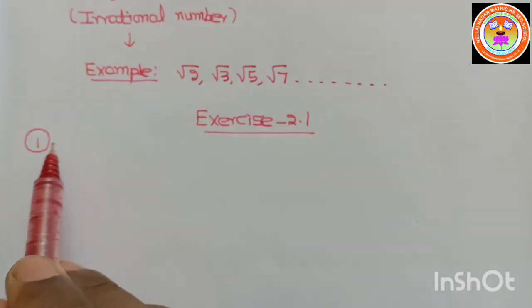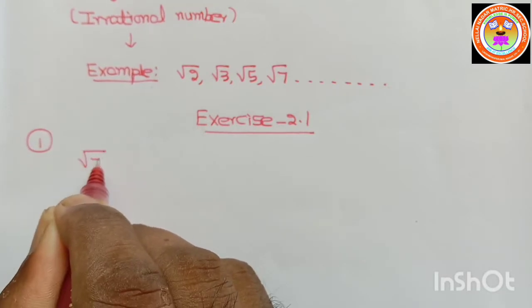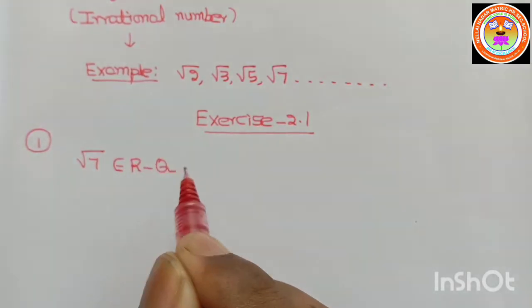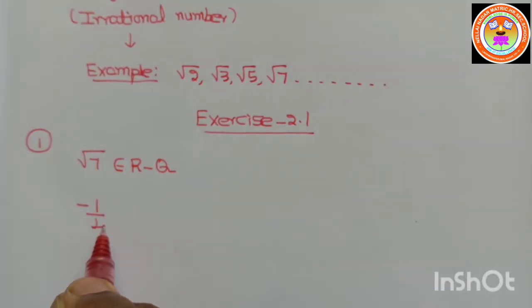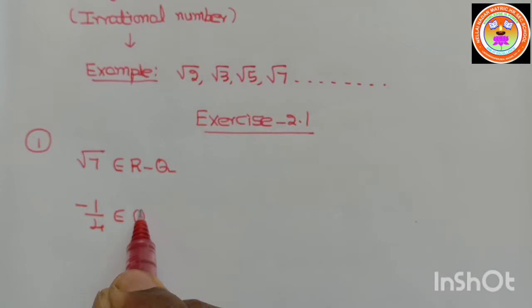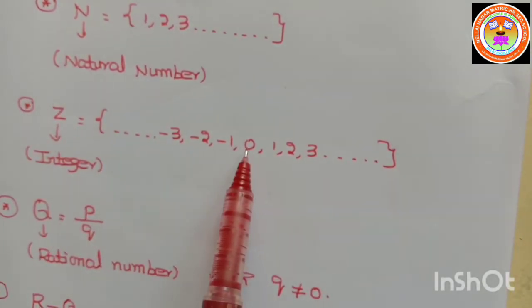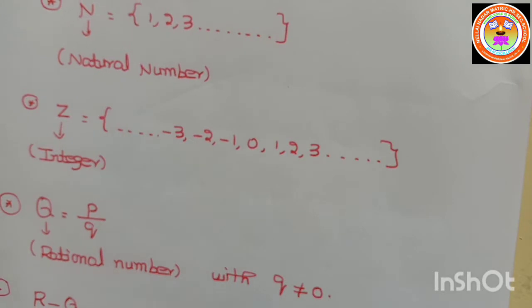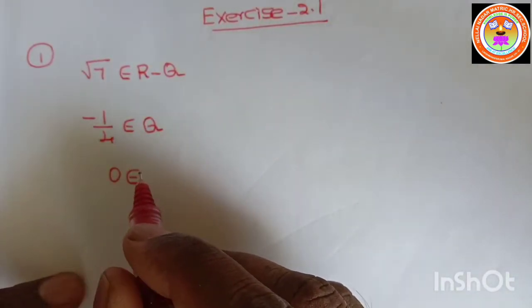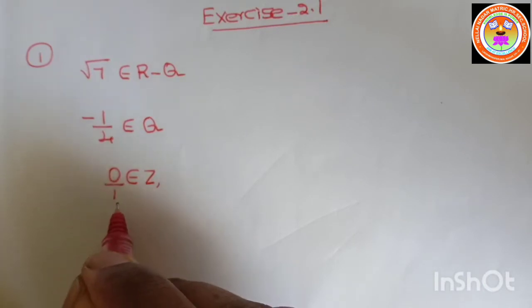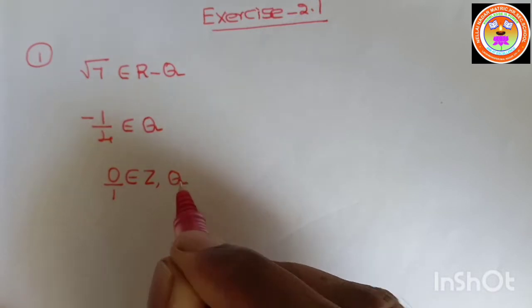Exercise 2.1, first sum. √7 is an irrational number, so R minus Q. Minus 1 by 4 is a fraction, it is a rational number Q. Next one, 0. 0 is an integer. 0 is a rational number. 0 is an integer. 0, with denominator 1, 0 by 1, it is a rational number.